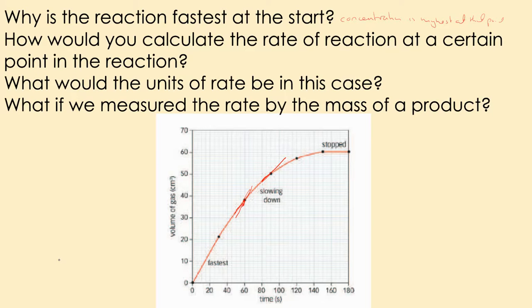Right, so if I wanted to measure, when I have the gradient of a curve, I draw a tangent at that point, and then I work out the gradient at that point. So I do dy divided by dx at that point. Okay, so I calculate the rate of reaction at a certain point. So I draw a tangent, and then I calculate the gradient at that point.